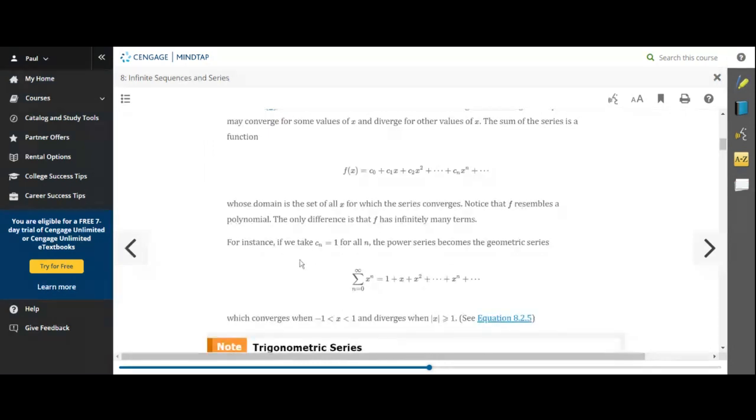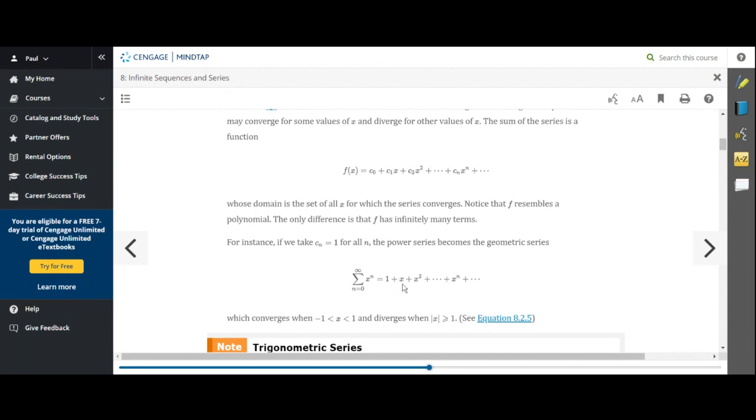And what they did in the book was they took an easy example. They let all the coefficients equal 1, and so the power series becomes the sum where n equals 0 to infinity of x to the nth power, which is 1 plus x plus x squared, all the way up. And this is clearly a geometric series with a common ratio of x. The x is your common ratio.